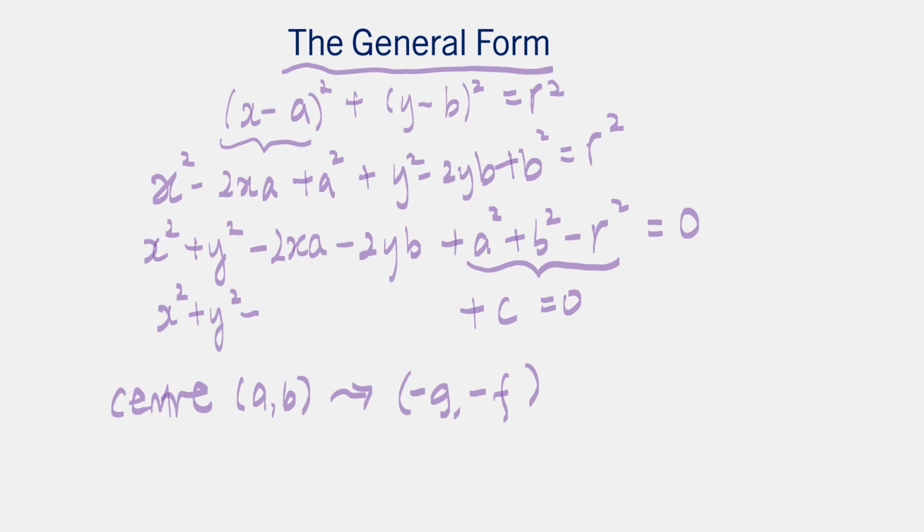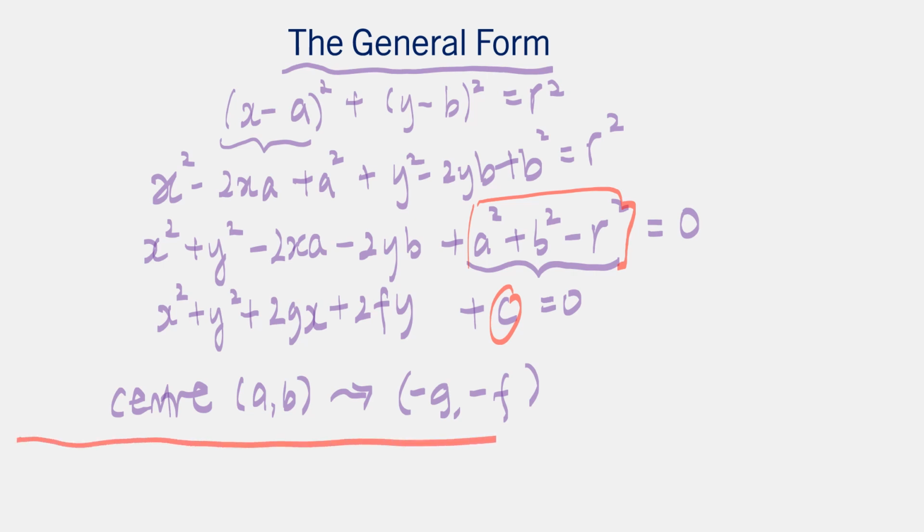Okay, so this is what you get. You replace your A with negative G, then you get negative 2x times negative G, which gives 2gx. If you replace your B with negative F, you end up with plus 2fy. And of course, this constant you replace with the letter C. So the new formula becomes this, which is called the general form.